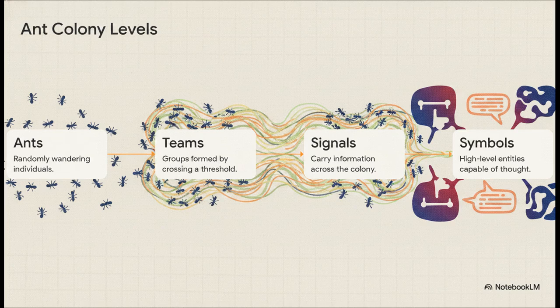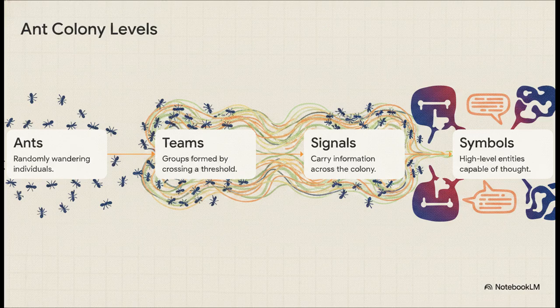Let's look at how this hierarchy builds from the bottom up. You start with small groups of randomly wandering ants, right? They cross a threshold to form teams. Then, these teams act as signals that carry information across the colony, eventually dissolving to drop ants right where they're needed. When you zoom out to the macro level, these signals group together to form active symbols, and it's the interaction of these high-level symbols that is actually capable of thought, response, and conversation.